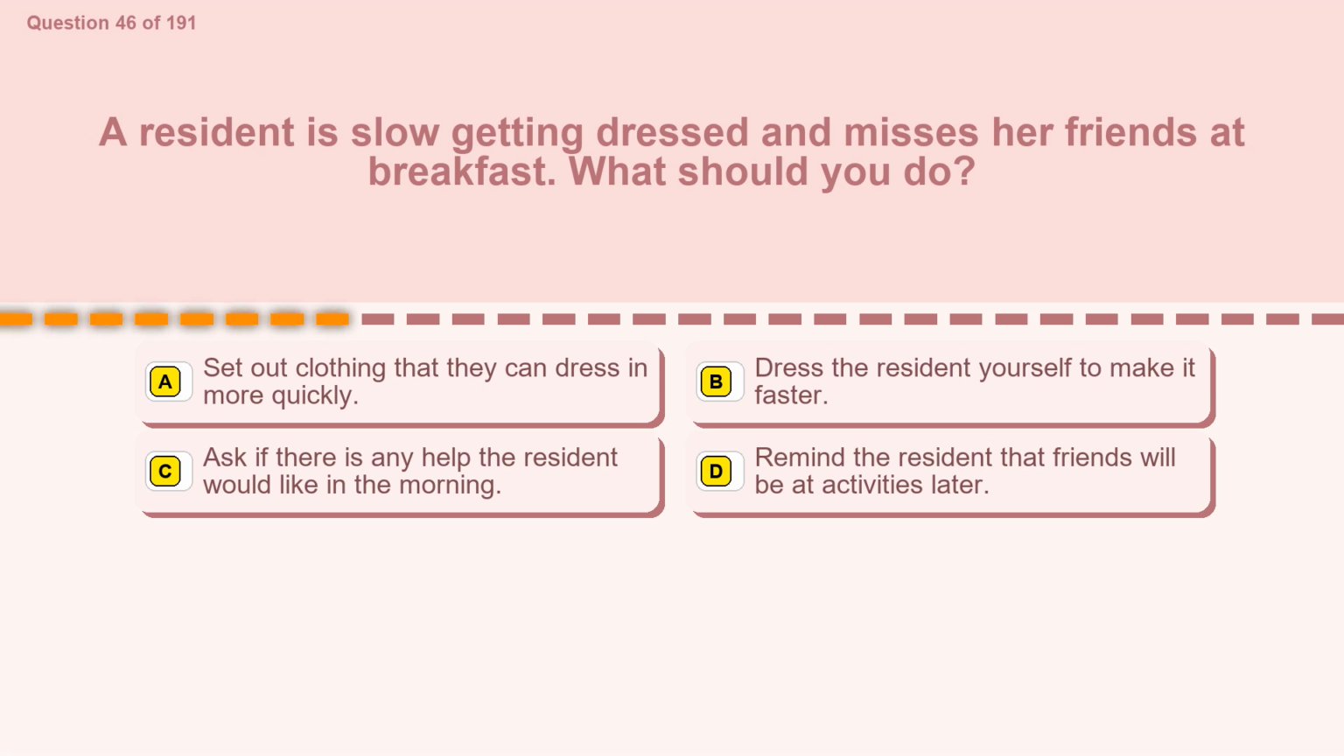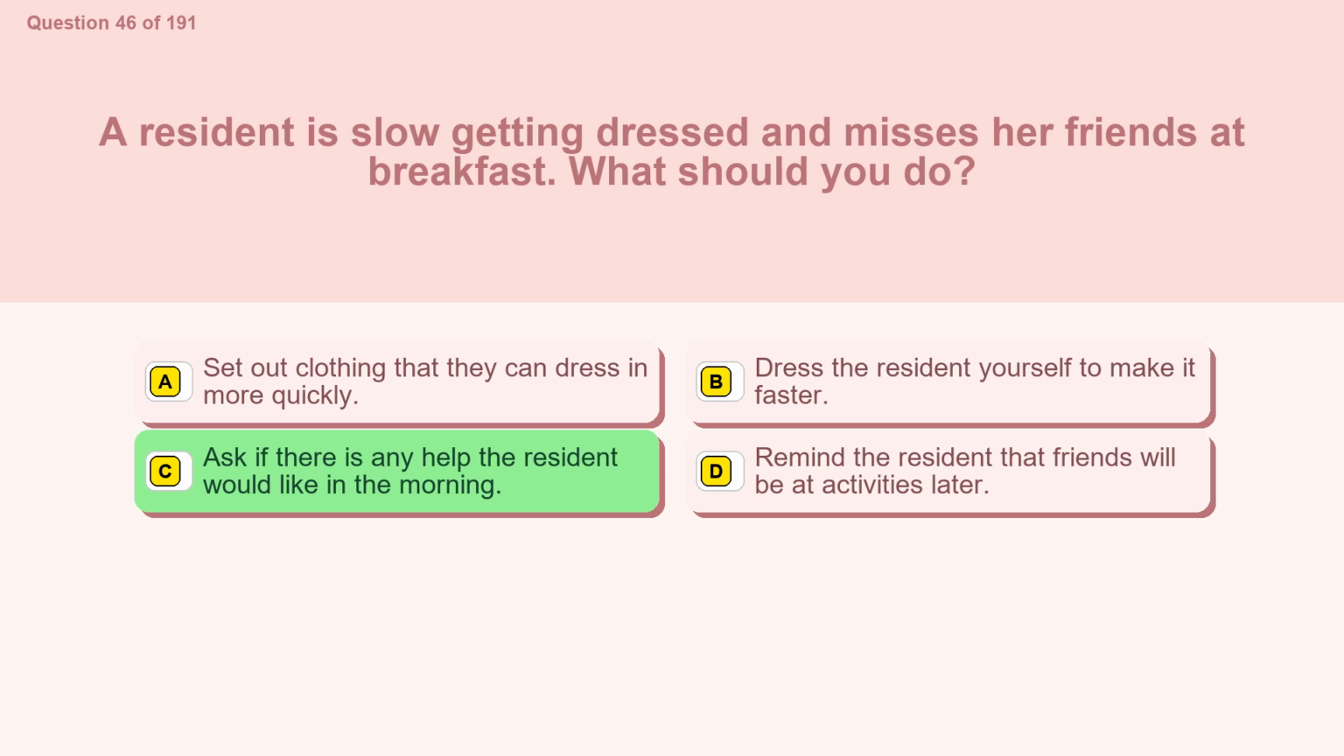What should you do? Option A. Set out clothing that they can dress in more quickly. Option B. Address the resident yourself to make it faster. Option C. Ask if there is any help the resident would like in the morning. Option D. Remind the resident that friends will be at activities later.